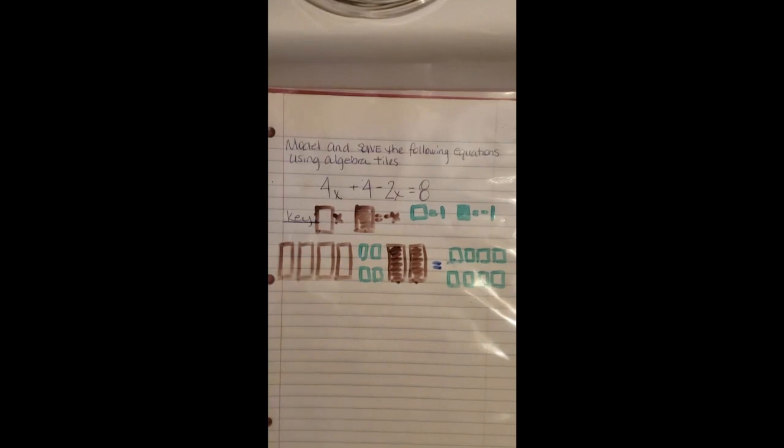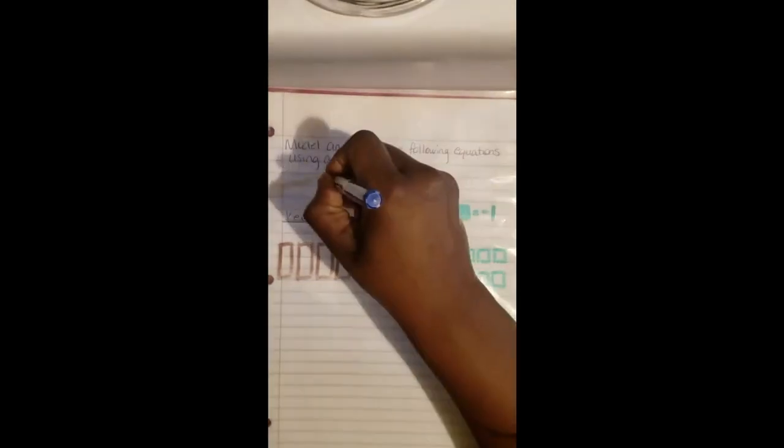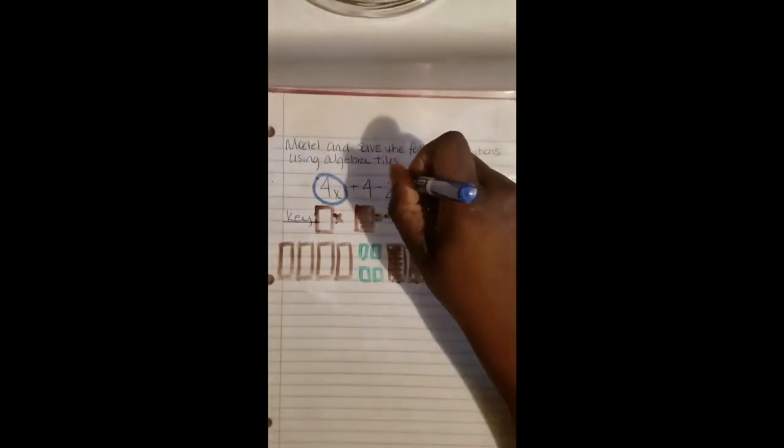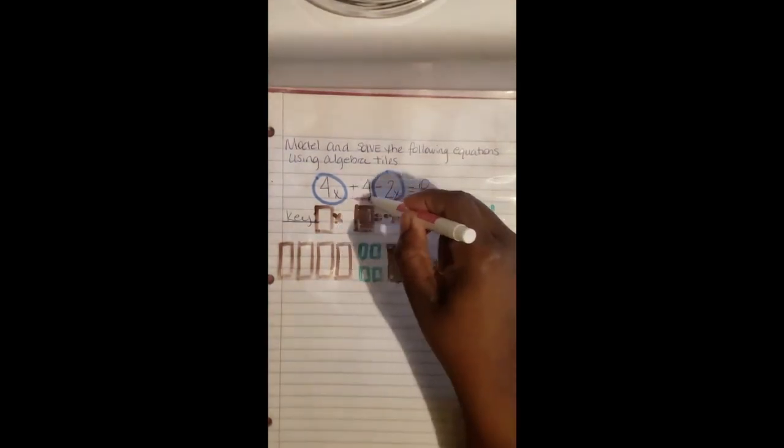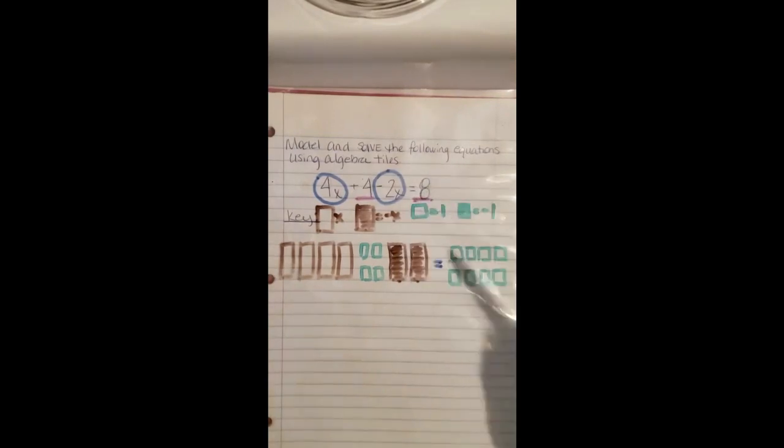Now we're ready to solve. The first thing we need to do is to actually combine like terms. So I've noticed that on my left side, I have a 4x and a negative 2x. Those need to be combined together. The 4 and the 8 go together because they are constants, but they will be brought together when we simplify the equation. Okay?